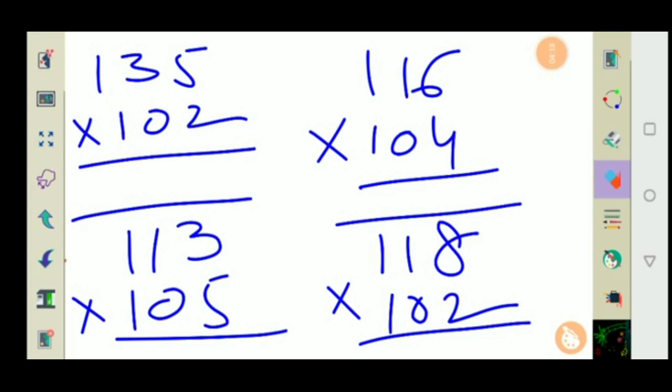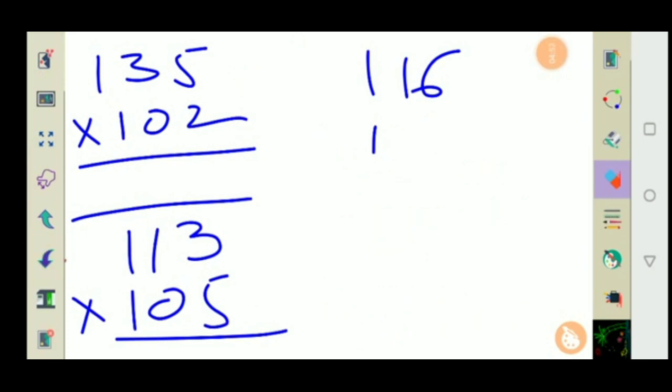Here I am giving you some sums so that you may not get confused when you take the questions yourself. 135 with 102, 113 with 105, 116 with 104, 118 and 102. Just see that all these numbers are above the base. 102 is above the base 100, 105 is above the base 100, 104 is above the base 100 and 102 is above the base 100. So all these sums, check your answers with the calculator, and with a lot of practice you will be expert in solving these sums within just a few seconds.